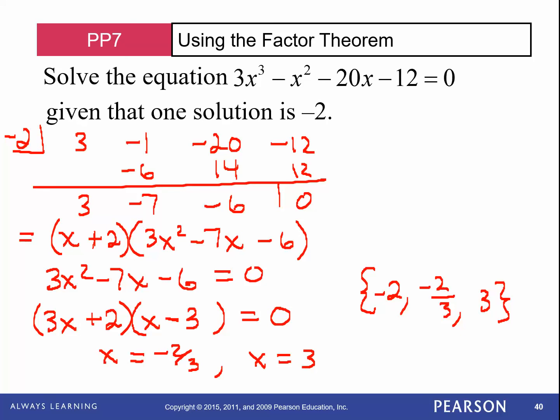That's awesome. Okay. If you were not able to factor 3x squared minus 7x minus 6 equals 0, what should you have done? Quadratic formula. That's the only thing that's left. Once you get down to x squared, you've got a whole bunch of good tools. Factoring if it's easy, if not, you just move on to the quadratic formula.